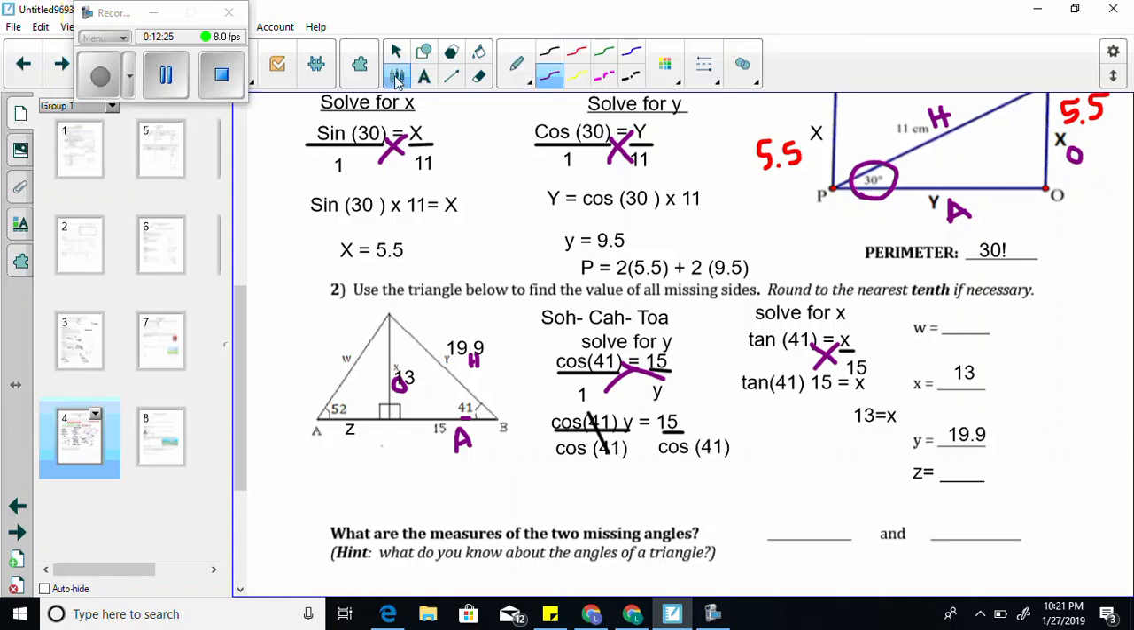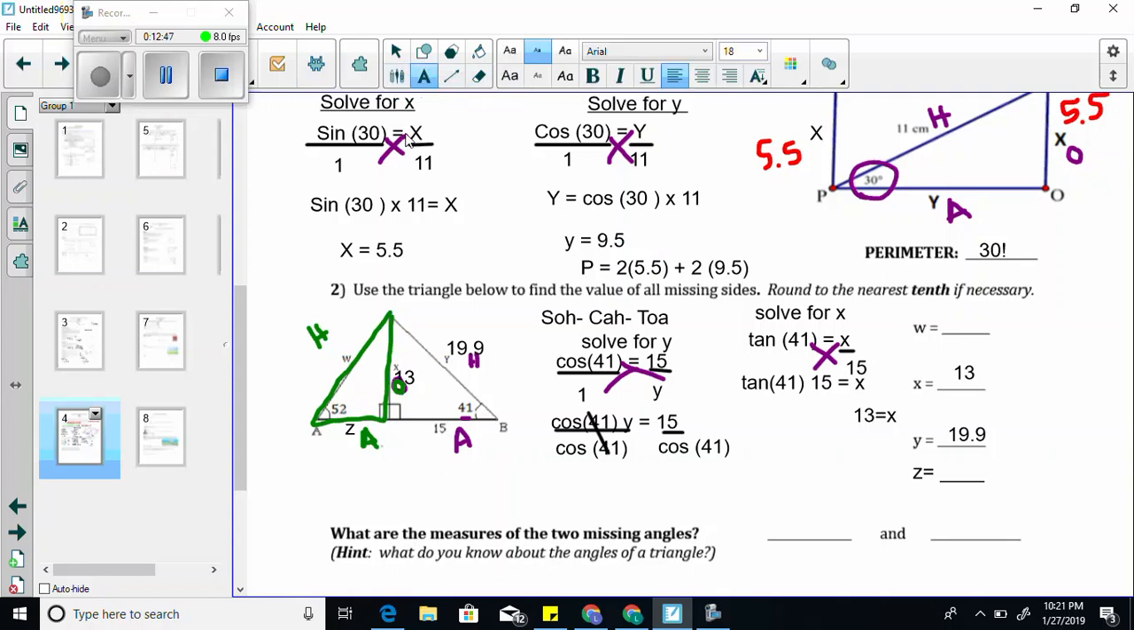So maybe you want to label this again, just to keep up. So this is the opposite, this is my adjacent for this triangle, and this is my hypotenuse. Okay, so now that's how I'm going to find the sides. I'm thinking about this triangle right here. So you can choose here. It does not matter if you want to find z first or w first. I'm going to find z first.